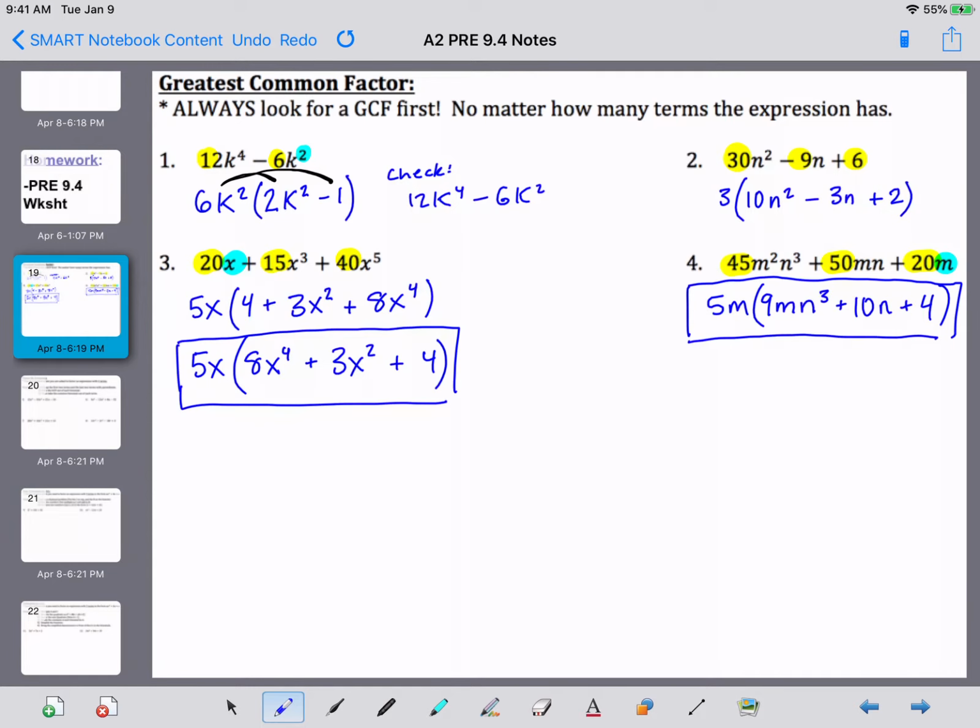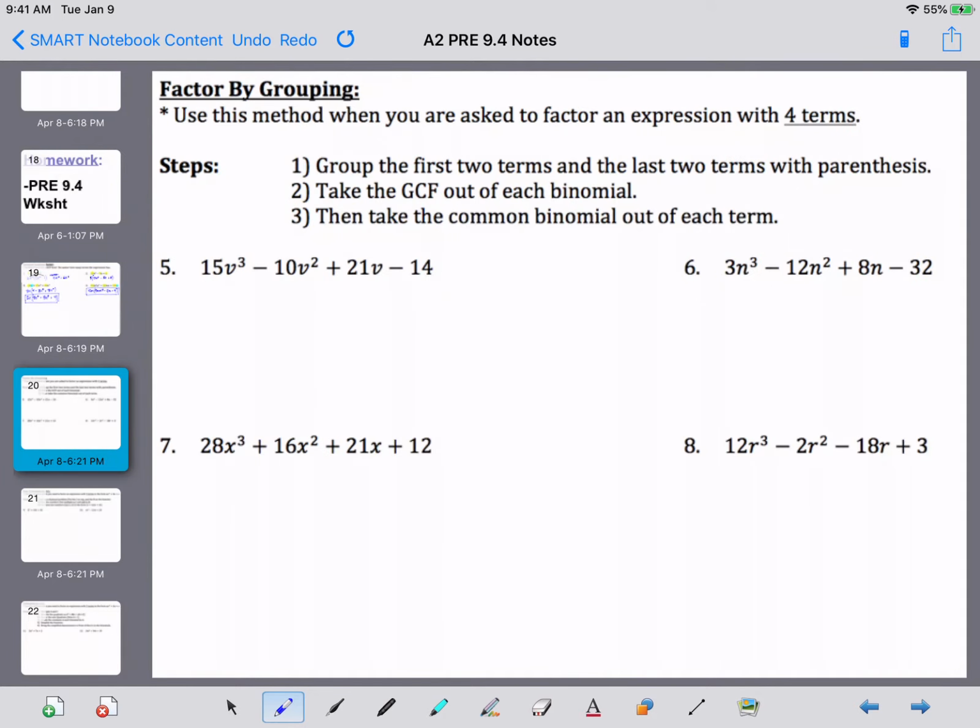Okay, so let's move on to the next part, which is factoring by grouping. You're going to use this method if you ever have 4 terms. So just keep that in mind. If I don't tell you how to do it, if it's got 4 terms, try to group. All right, so first we're going to take the first 2 terms and group those with parentheses, and the last 2 terms and group those with parentheses.